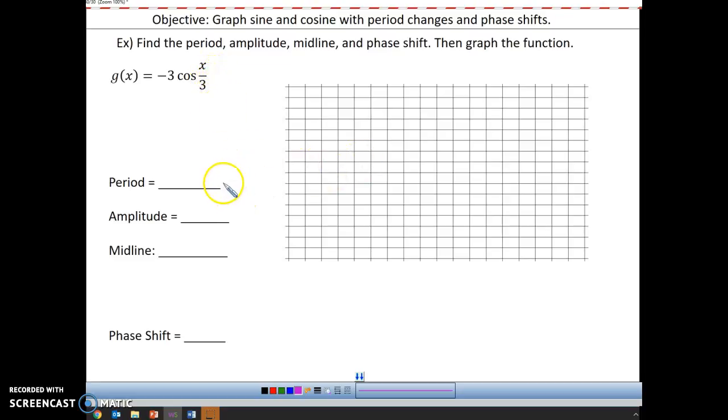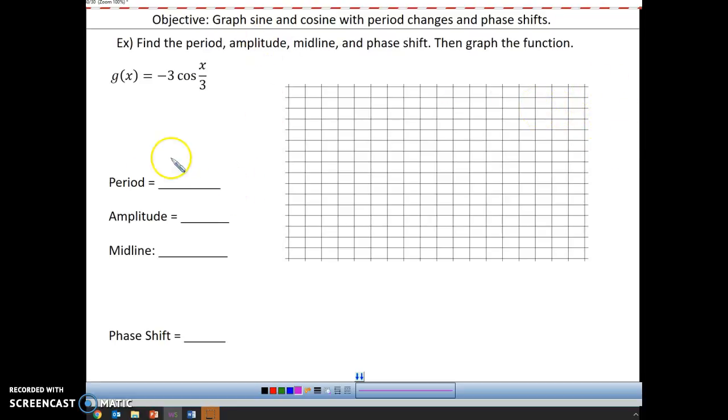So you want to identify the period, the amplitude, midline, and phase shift before you start, so that way you can plot your x and y axis appropriately and go ahead and get a good looking graph.